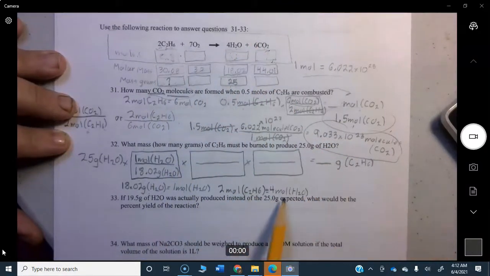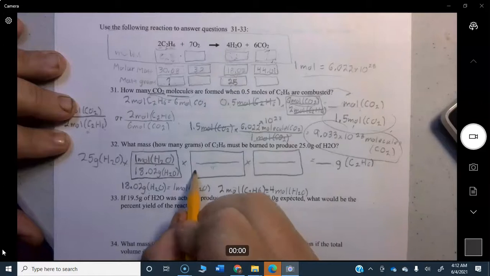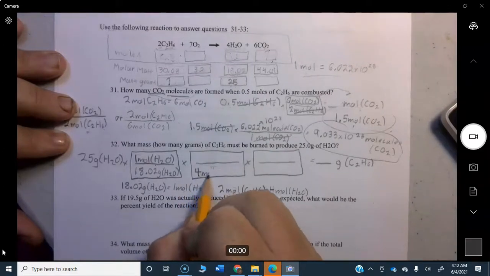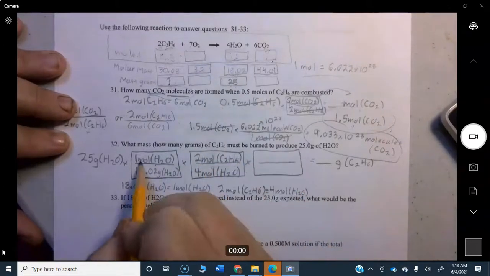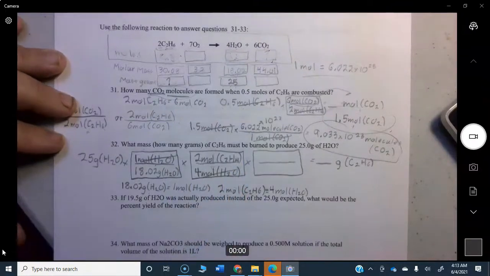Okay, which one on top, which one on bottom? Up here, you need moles of H2O to cancel out because it's not in the final answer. So there it is right there. So 4 moles of H2O goes on the bottom. Okay, moles of H2O cancels with moles of H2O.